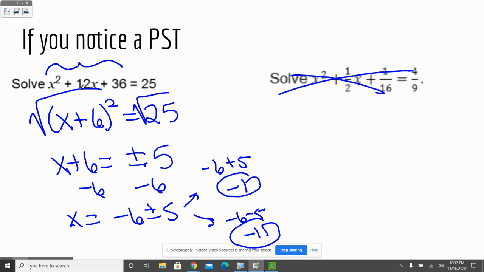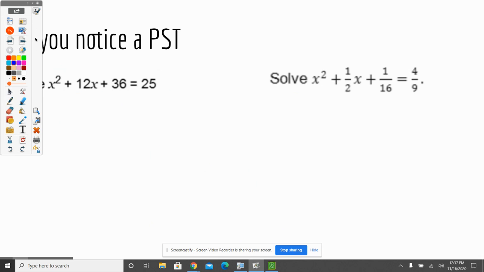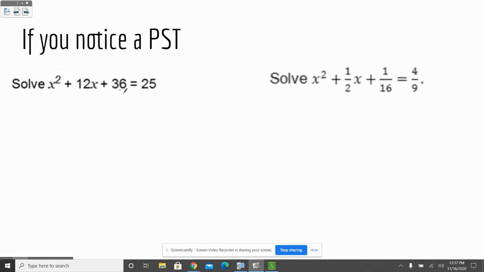But what if you didn't notice it? Well, if you didn't notice, your other option, and probably the best option, would have been to get 0 on one side, because you can't get x by itself. So then we try to get 0 on one side. And what you actually could have done on this problem is x squared plus 12x plus 11 equals 0, and you could notice, hey, I think this factors.